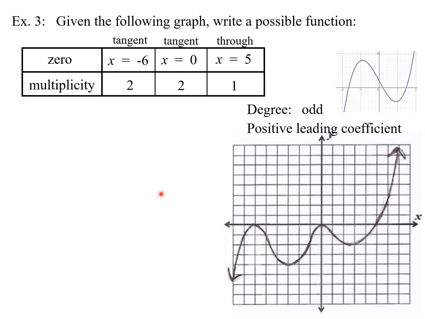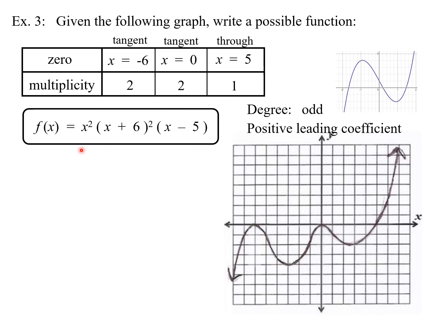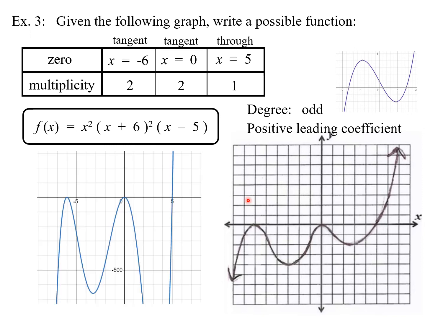And so now I can write a possible function as this. Okay, I have a 0 there, a 0 of -6 is contained there, and a 0 of 5 is contained there, and of the proper multiplicities. Okay. And then I went into Desmos just to check this, and I plotted this graph in Desmos, and there's what it looks like, which matches up pretty favorably with the given function. Okay.